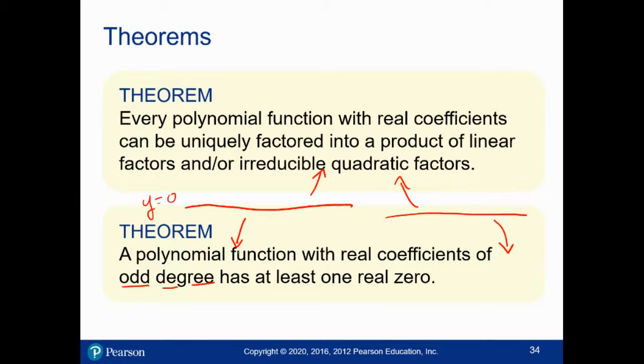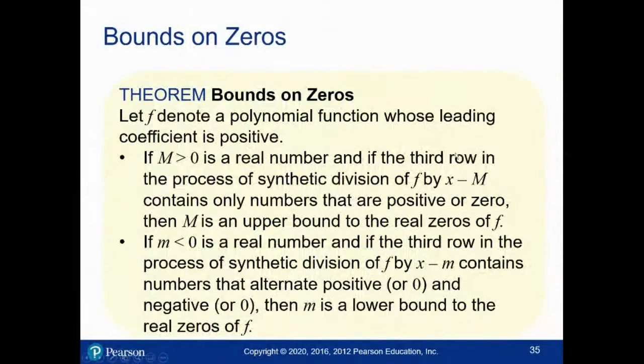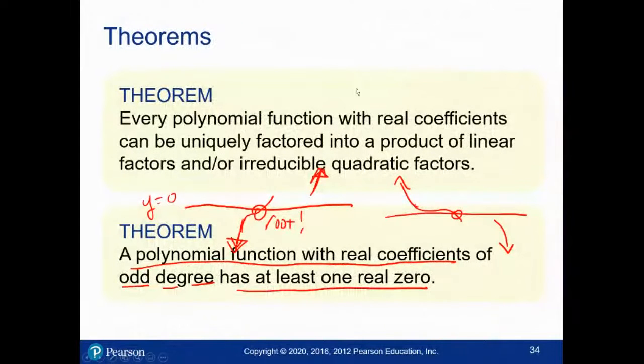So how on earth can my nice continuous polynomial go to negative infinity over here and positive infinity over here? It's going to have to cross and have a root. At least once. And that's what this says. A polynomial function of odd degree has at least one real 0. It might have more than one, but it definitely has one because it's got to cross that axis somewhere. Okay. And those are two fairly small results. That first one about linear and irreducible quadratics is actually a pretty big theorem, but we don't really use it very much in this course, so don't worry.